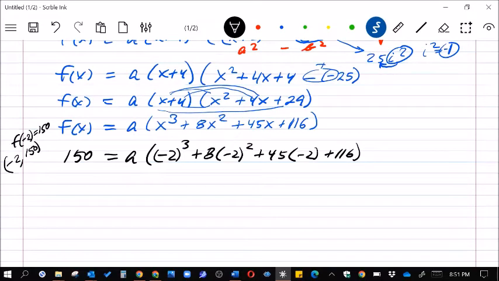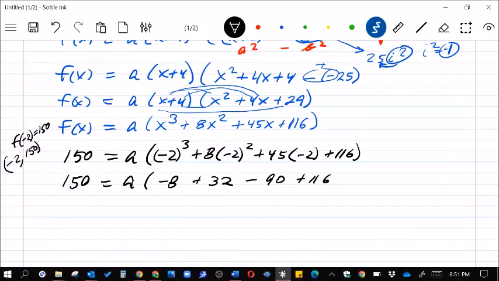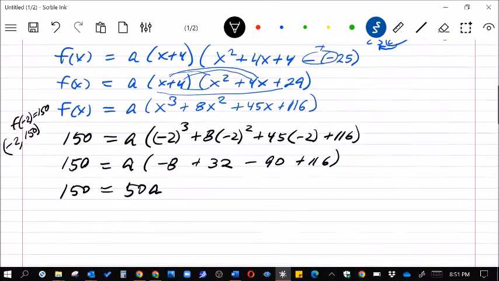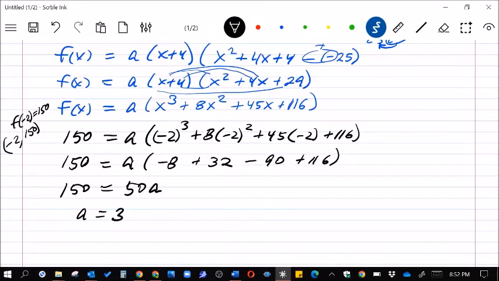And now it's a matter of figuring out these numbers, and this is just calculation at this point. If the pen here will cooperate. So I have a -8. That's 4 times 8, so that's plus 32. This would be minus 90 plus the 116. So 150 is equal to 50 times a, because all of that adds up to 50. Well, that means that a is equal to 3.